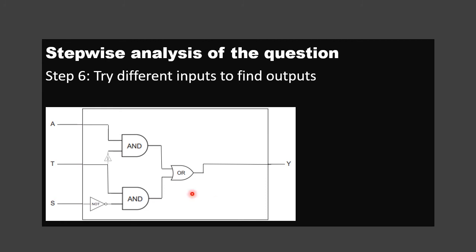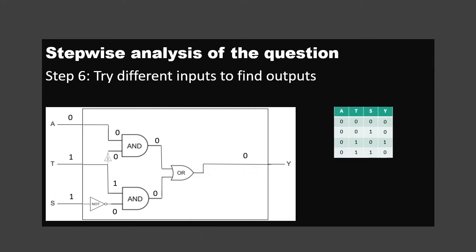And the next is 0 1 1. In that case, we can see that there is no AND gate with both of the true input conditions, which makes the output of the AND gates 0, and thereby the output of Y also remains 0.